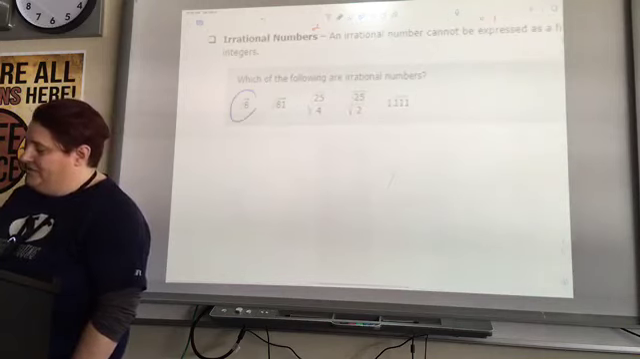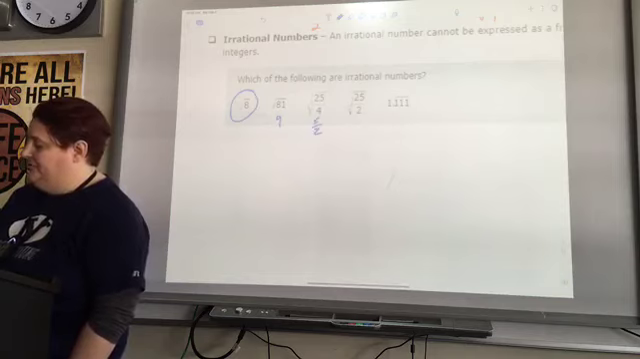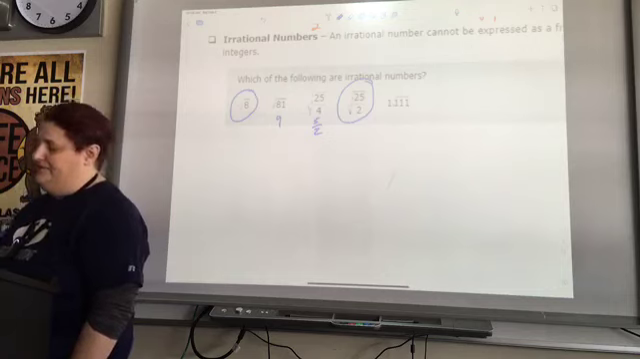Okay, that's irrational. Square root of 81 is fine because that's 9. That's 5 over 2. But because that's 5 over root 2, that's irrational. And then that one's fine because it's a repeating decimal.